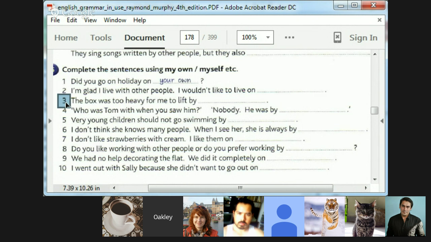Back to you. Number 3. Can you try this one? The box was too heavy for me to lift by myself. By myself. Very good. And here again, because they've given you the preposition by, you have no choice but to use a reflexive there. Okay. So good job.